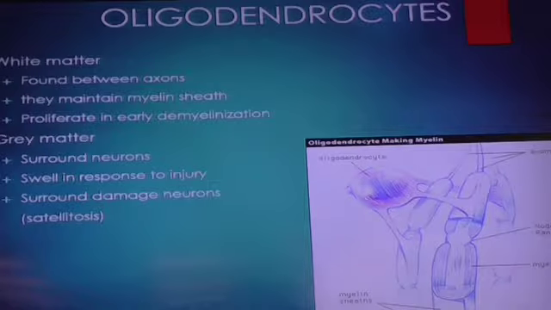Oligodendrocytes can be present in the white and gray matter. In the white matter, they are found between axons, and their main job is to maintain myelin sheath retention, or keep it well maintained. They do proliferate in early demyelination, and so in the white matter, one of the functions of oligodendrocytes is to make sure you have sufficient myelin. In gray matter, they usually surround the neuron, and they swell in response to injury. And as I said earlier, whenever they surround a damaged neuron, the term is called satellitosis.